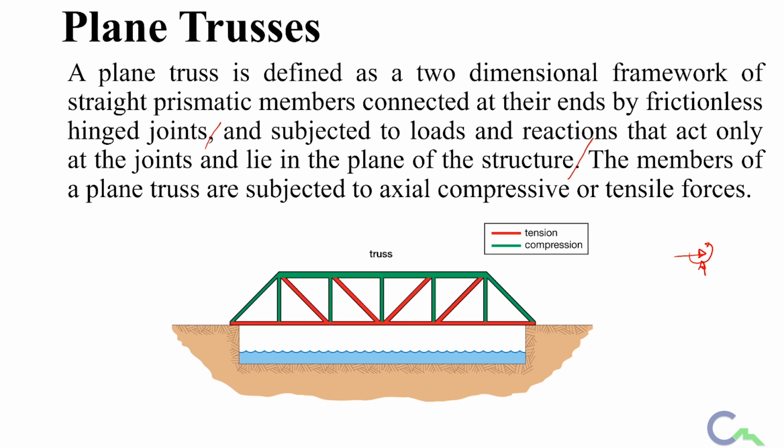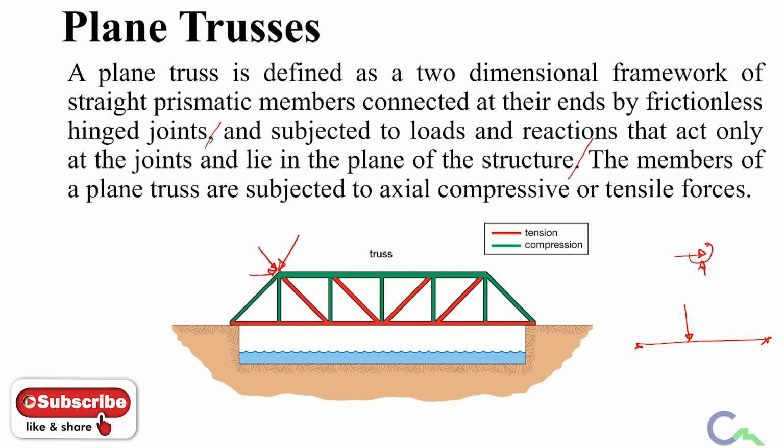So if I want to apply any load on the truss, it should act only on the joint and it is acting in the same plane of the truss. If you see previous problems in support reaction, the load is acting somewhere in the middle of the member. It is not necessary that I have to apply the load only on a joint. But in a truss, it is necessary that we apply load only at the joint.